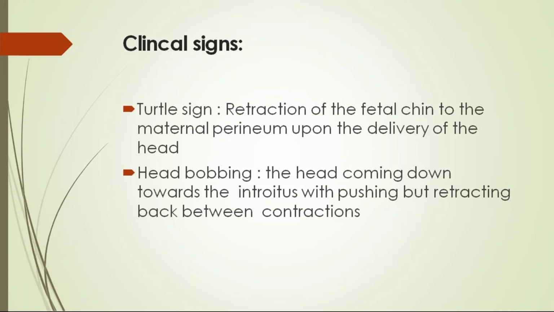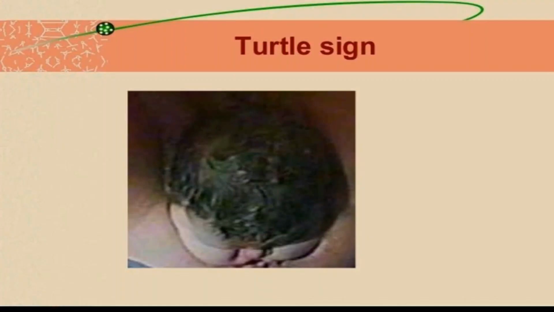And the next sign is head bobbing. The head comes down towards the introitus with pushing but retracts back between contractions. With contraction, the head will be pushed out, and in between the contractions, retraction of the head back into the introitus is seen. This is head bobbing. These are the two signs we see in the case of shoulder dystocia.